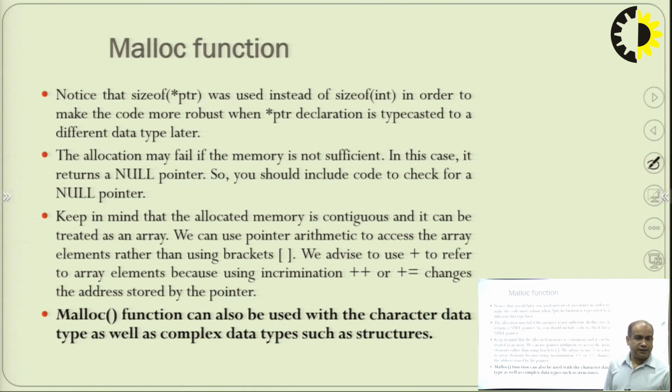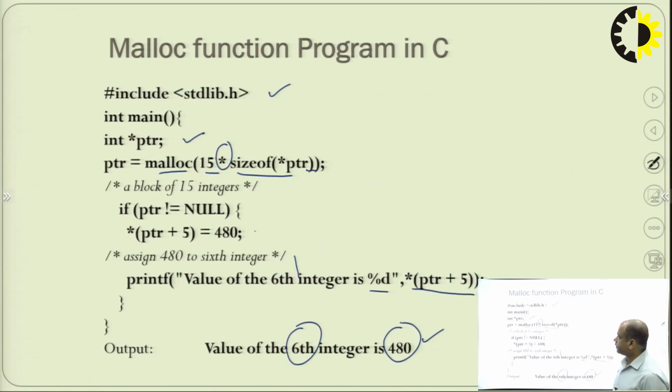So notice in this program, the size of ptr was used instead of size of int. It is in order to make the code more robust when the star ptr declaration is typecast to a different data type later. We can change it later on. The allocation may fail if memory is not sufficient. In that case, it returns a null pointer. So we must include the code to check for a null pointer. Here we have the check for null pointer.